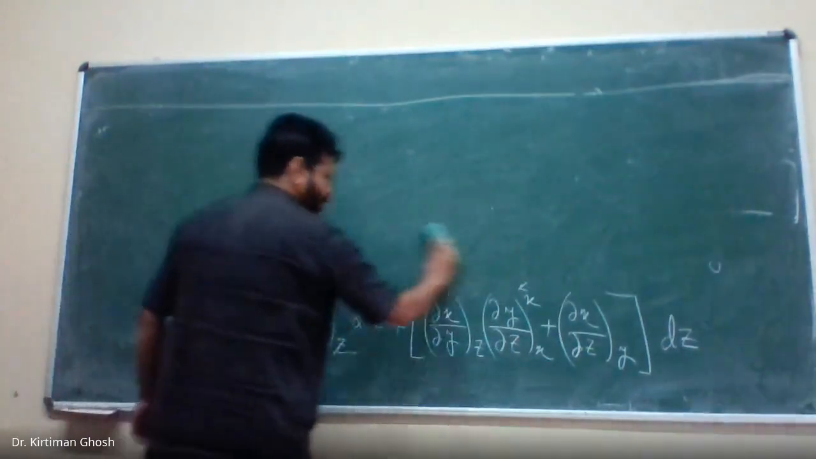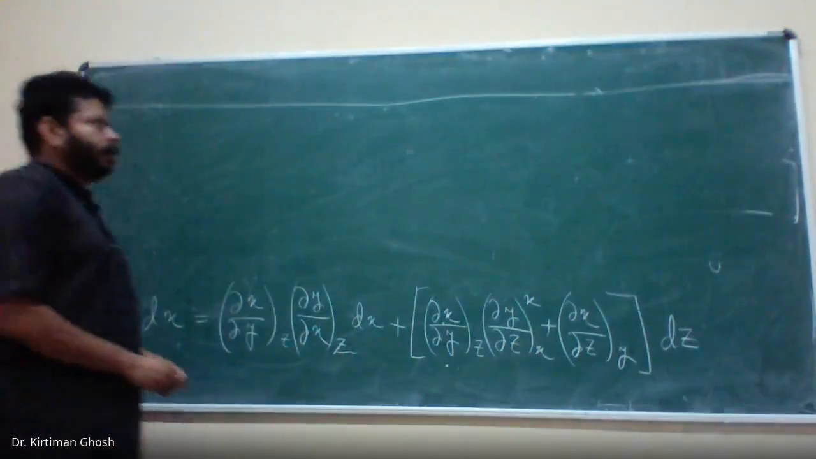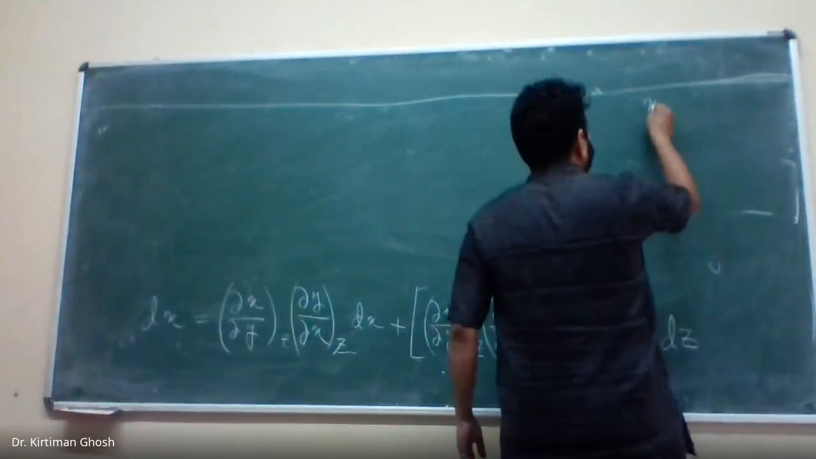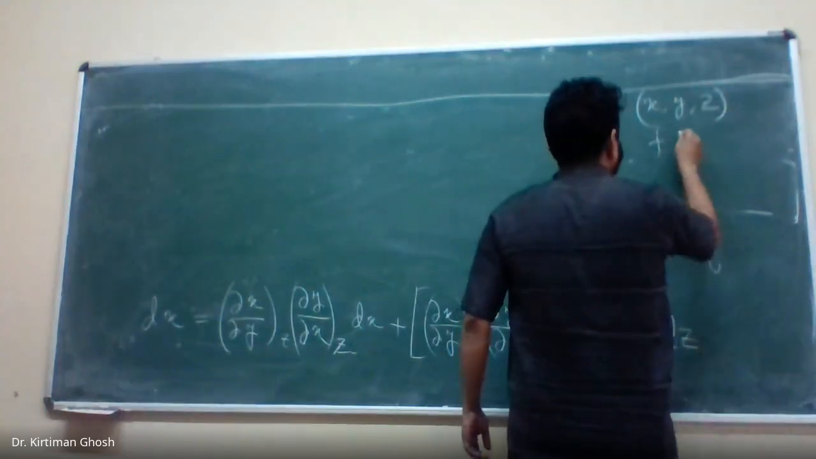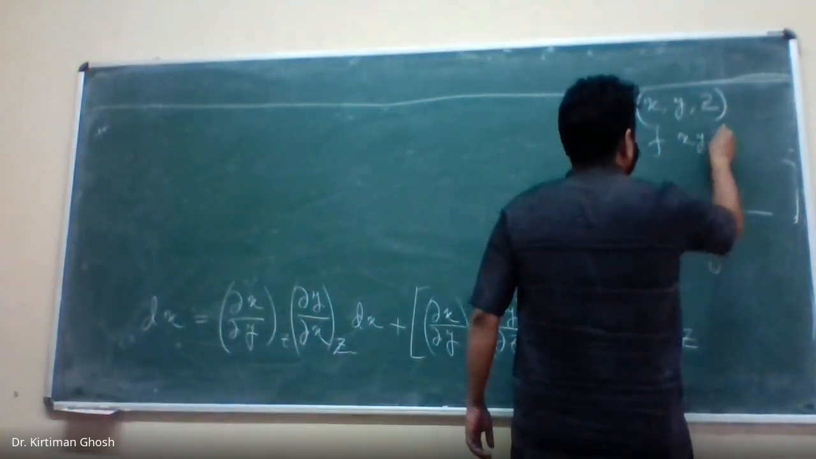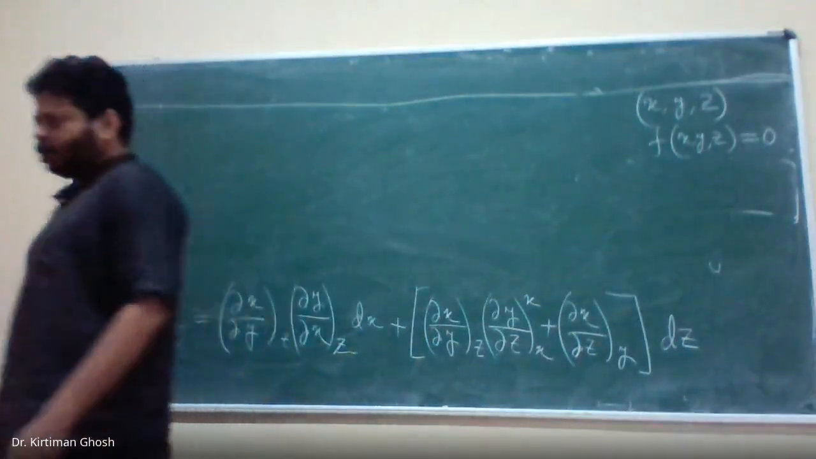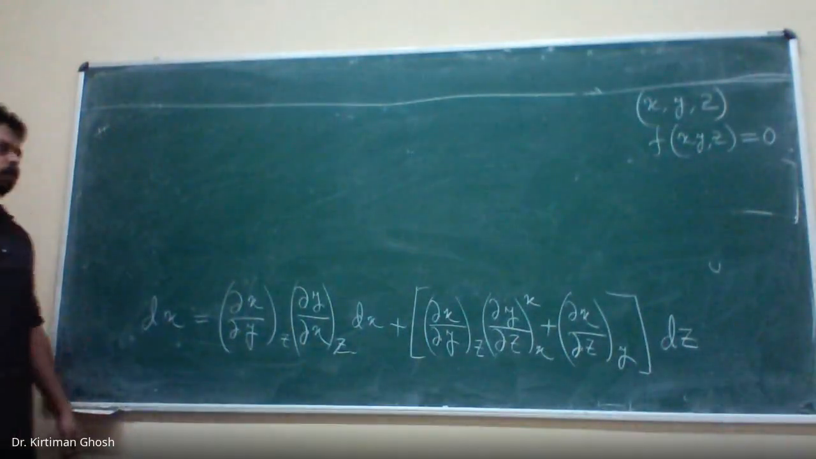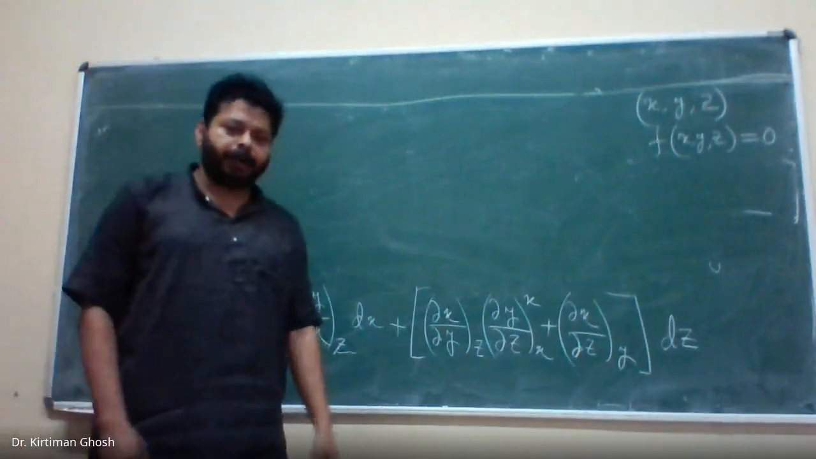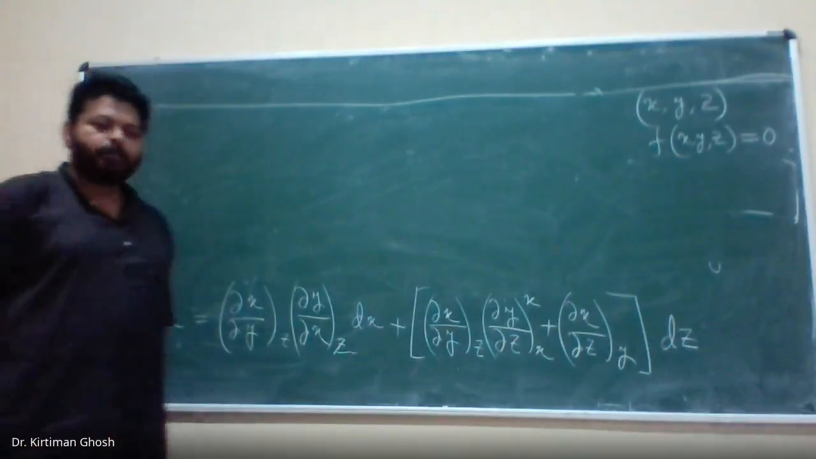So now try to understand this equation. I have three coordinates x, y, and z, and I have a relation f of x, y, z is equal to 0. That means that out of these three coordinates x, y, and z, all of them are not independent. Two of them are independent and one is dependent. Which coordinate you choose as independent and which as dependent is up to you.